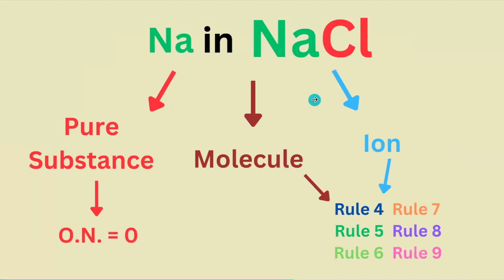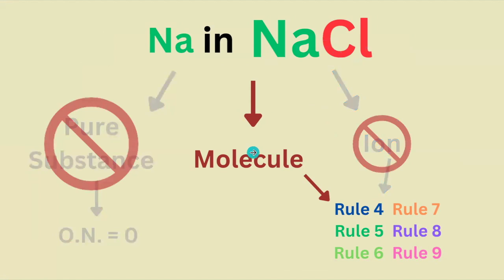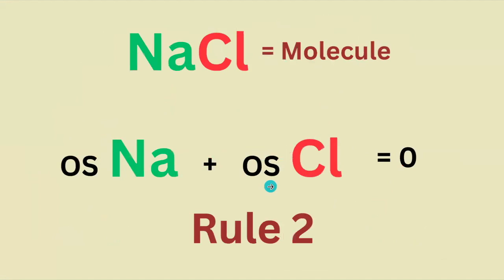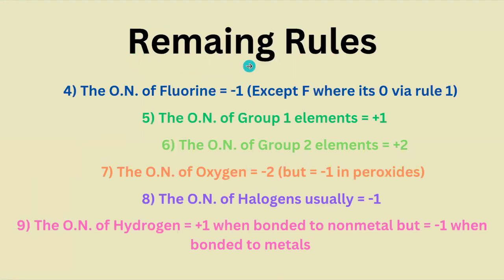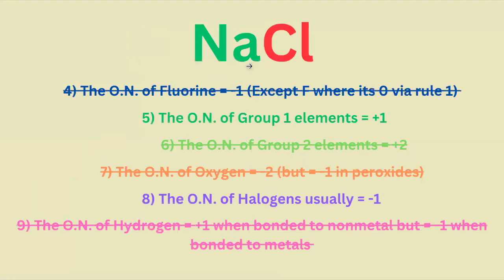As an example, let's determine the oxidation state of sodium within NaCl, salt. We know that it's a molecule because it's a compound. It has more than one type of element, so it's not a pure substance, and it's got a zero charge. Likewise, the sum of the oxidation states of the individual atoms which compose the molecule have to add up to zero.